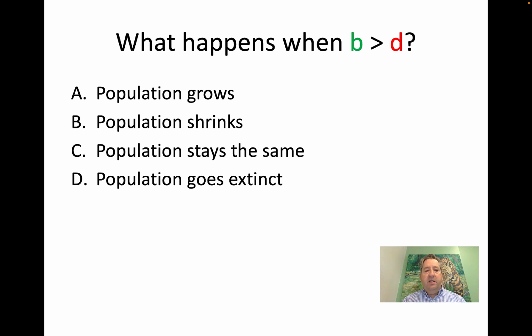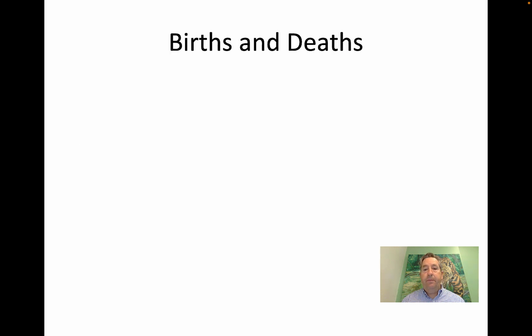So if we think about this, what happens when b is greater than d? Okay, the birth rate is greater than the death rate. And you've got four options. The population grows, shrinks, stays the same, or goes extinct. So you can think this through. If there are more births than deaths, then you're going to have more individuals added to the population each year that survive than die, and the population will grow.